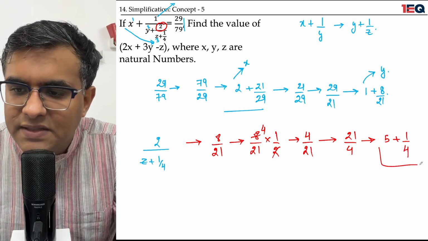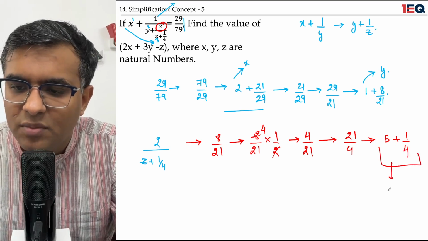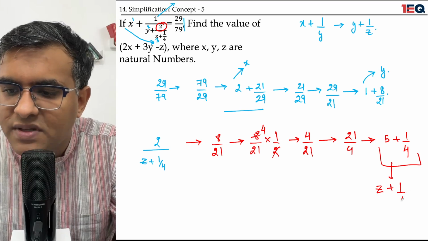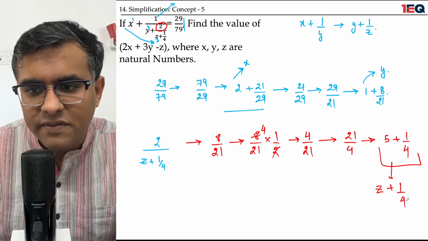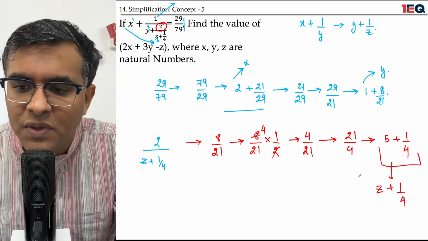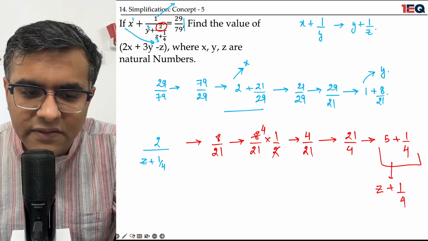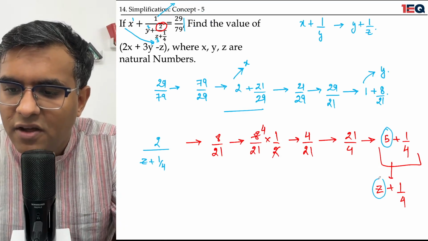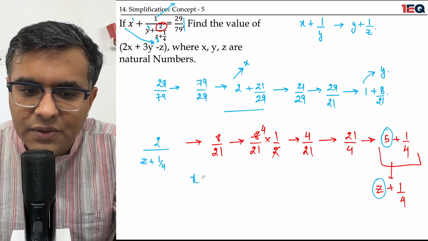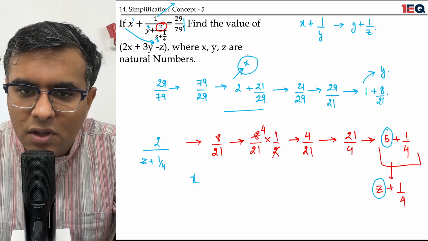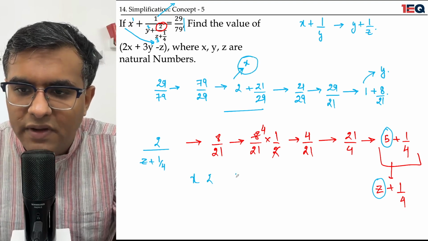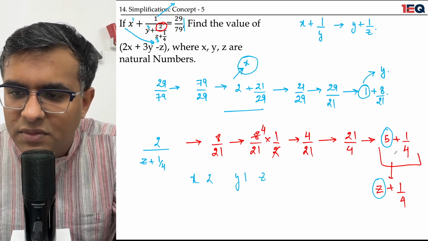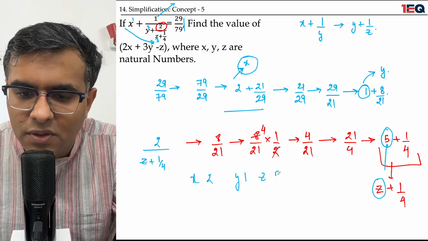Now, as you can clearly see, this 5 plus 1 by 4 is giving me the same format as z plus 1 by 4 is giving. So z plus 1 by 4 is equal to 5 plus 1 by 4. From here, I can gather very clearly that the value of z is nothing but 5. I've gotten all the three values. The value of x from this portion is equal to 2. The value of y from this portion is equal to 1. And the value of z from this portion, which we just solved, is equal to 5.